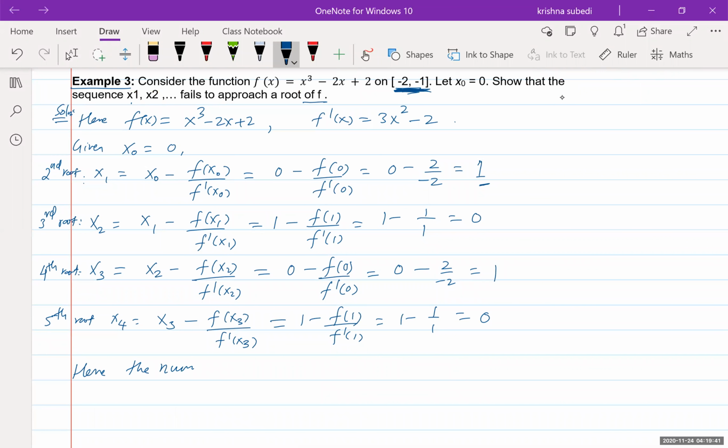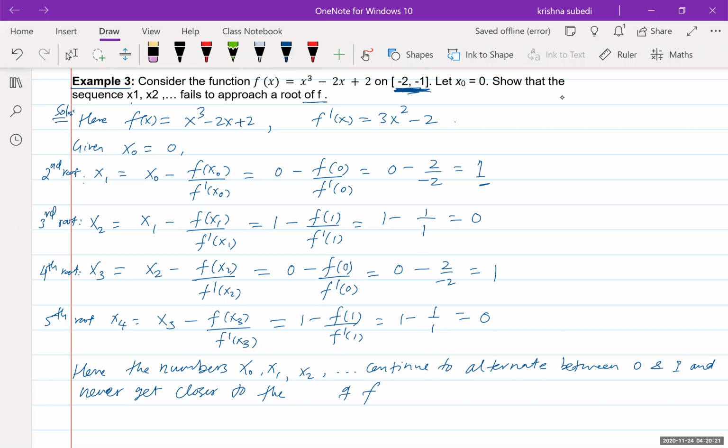Here, the numbers continue to alternate between 0 and 1, and never get closer to the root of f, or the zero of f, which is on the interval -2 and -1. So the root is there.